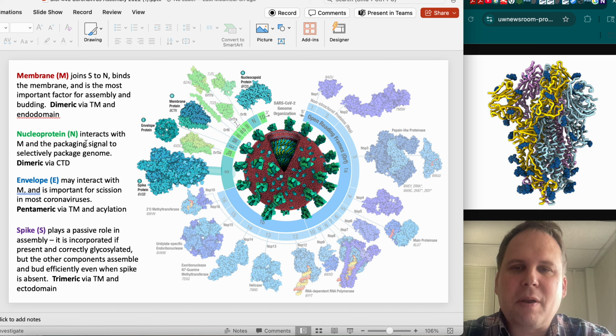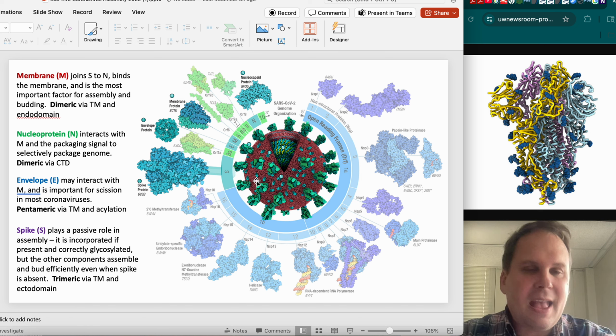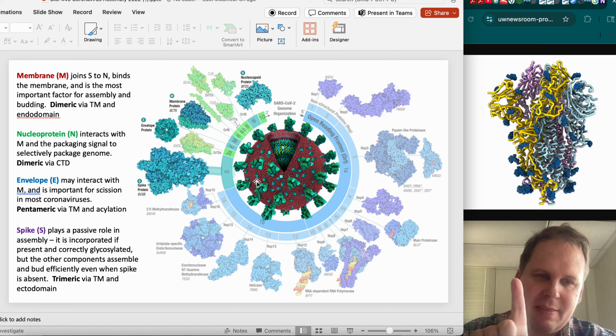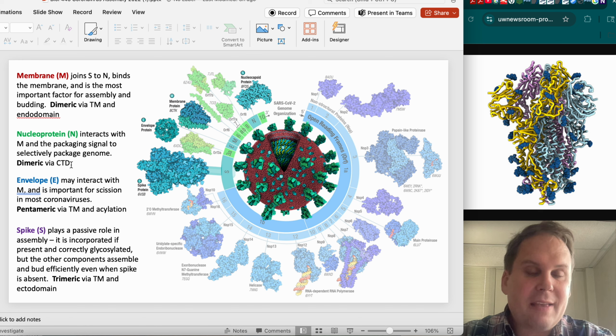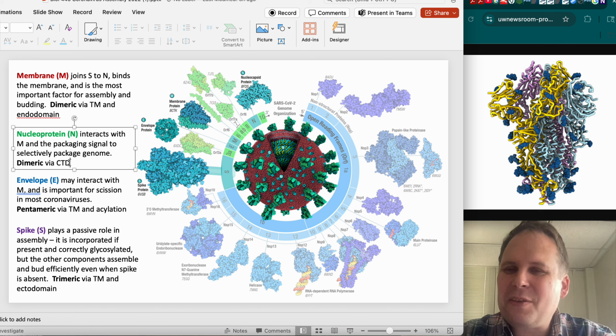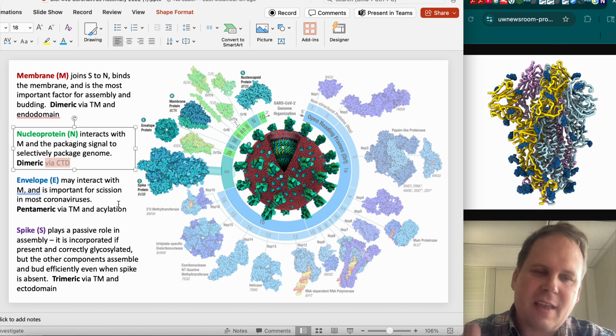N, nucleoprotein, is going to fold up. It's going to end up on the inside of the virion, touching the RNA, probably with the RNA wrapped around it. And the N is going to interact with M and the RNA. It's going to dimerize, so there's always 2 N's going together. Those are going to dimerize via the carboxyl terminal domain, or CTD, is how it's going to be abbreviated in these slides.